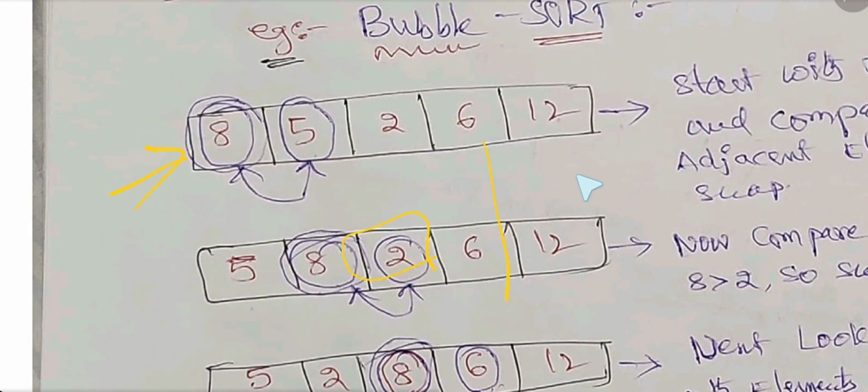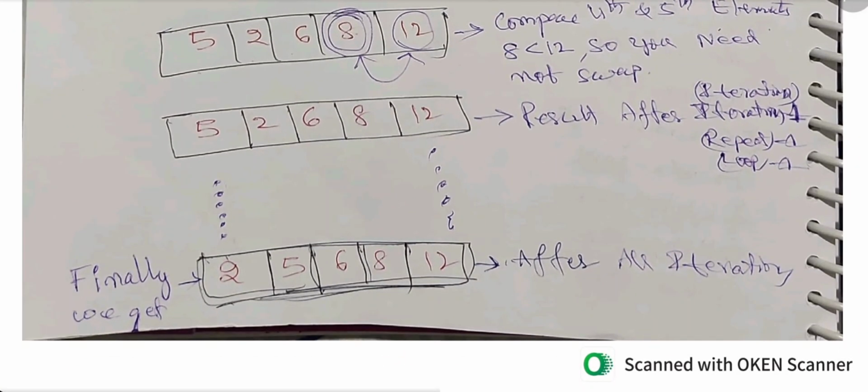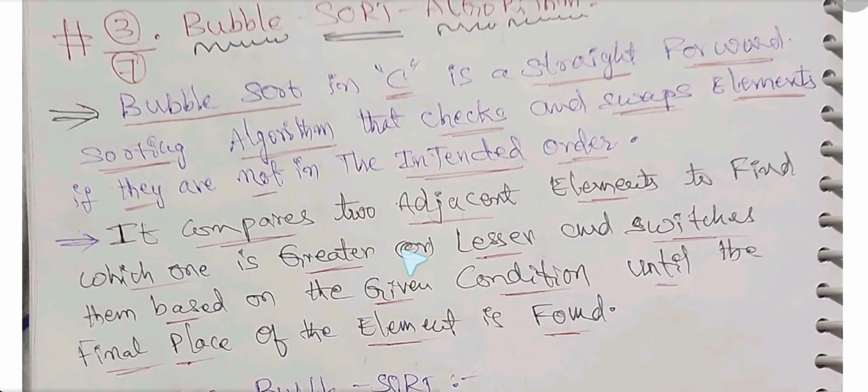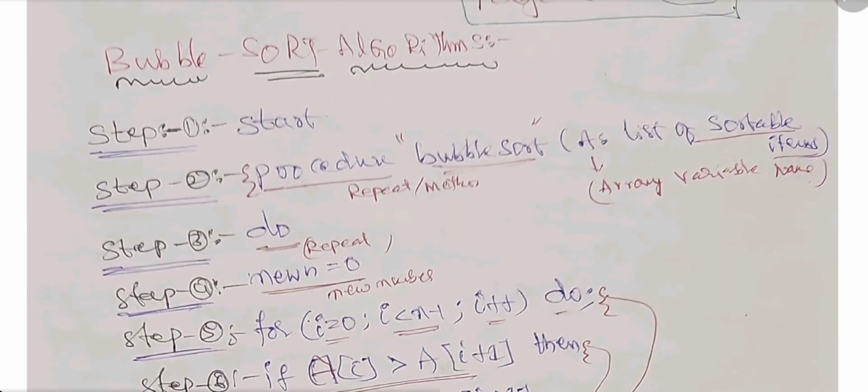So finally it will be sorted. See here, 2, 5, 6, 8, 12. Now after all iterations, finally we got this. This is ascending order, small to big, increasing order, it is sorted. That is one sorting technique, bubble sort, right? Very important: for this there is an algorithm also. If it is given as an exam question, write the complete bubble sort algorithm.